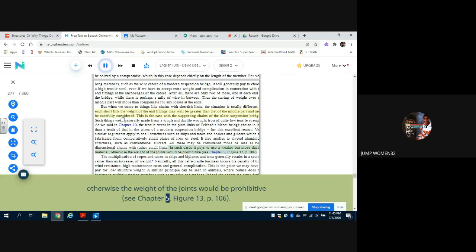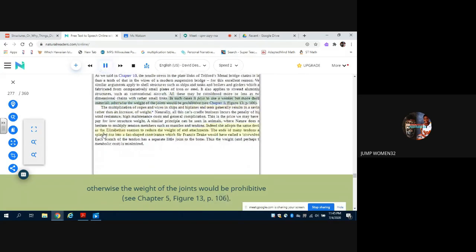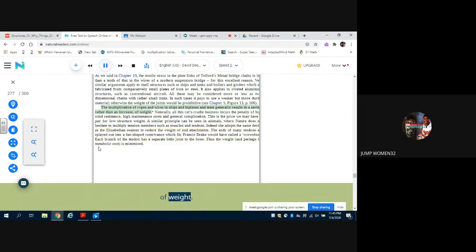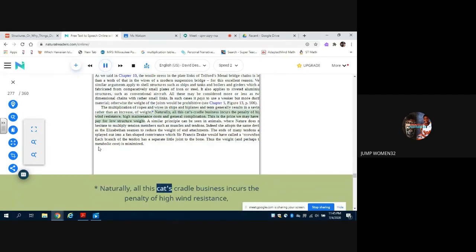See Chapter 5, Figure 13, p. 106. The multiplication of ropes and wires in ships and biplanes and tents generally results in a saving, rather than an increase, of weight. Naturally, all this cat's cradle business incurs the penalty of high wind resistance, high maintenance costs and general complication. This is the price we may have to pay for low structure weight.